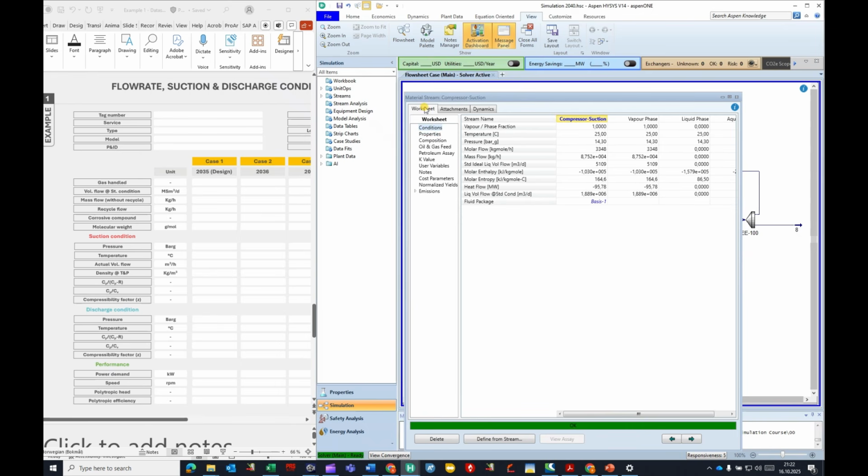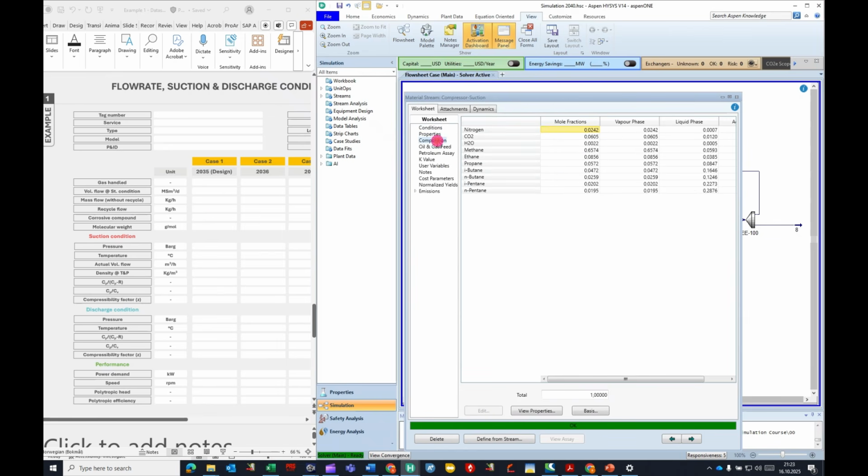The next one is the mass flow rate. You can also find it in the worksheet tab and the conditions. Corrosive recycle flow: there is no recycle flow for our case because we don't have any compressor curve to quantify the recycle rate. So for such cases, we put the recycle flow 0. We never quantify recycle flow if we don't have any information about the compressor. Corrosive components.